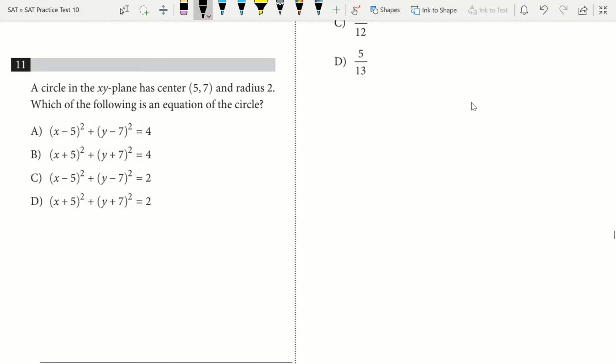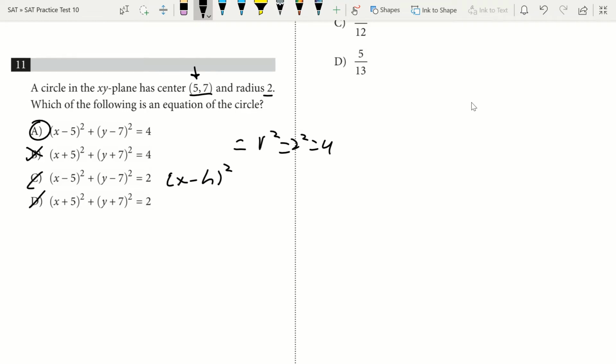Question 11. A circle in the xy plane has center 5, 7 and radius 2. Which of the following is an equation of the circle? Alright, radius 2, I know that I'm going to equal my radius squared, so I need 2 squared, that's going to equal 4, so I can get rid of C and D. Alright, I also know that I'm going to have my x minus my h squared, where h is 5, that x point in my center. So I need to have x minus 5 squared, so my answer is going to be A.